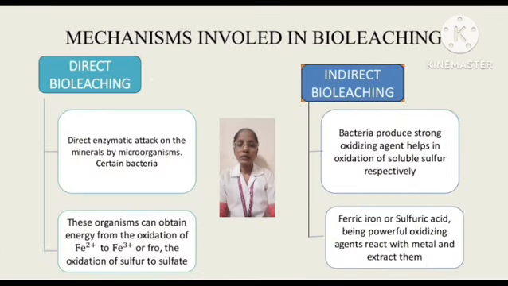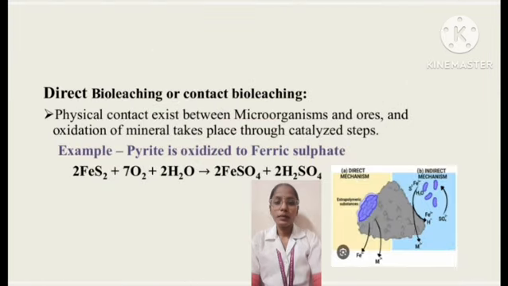There are two mechanisms mainly involved in bioleaching: direct bioleaching and indirect bioleaching. The first mechanism is direct bioleaching, also known as contact bioleaching. Direct bioleaching occurs through physical contact between the microorganisms and the minerals on the surface of ores. The bacteria attach themselves to minerals and form a thin layer called a biofilm.